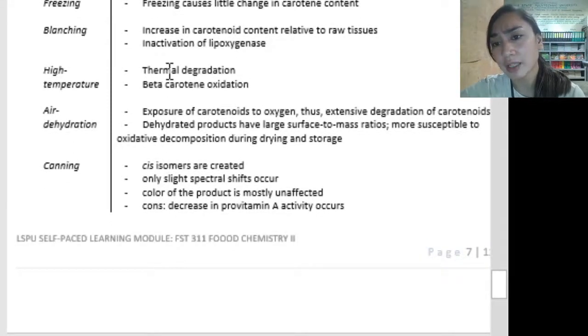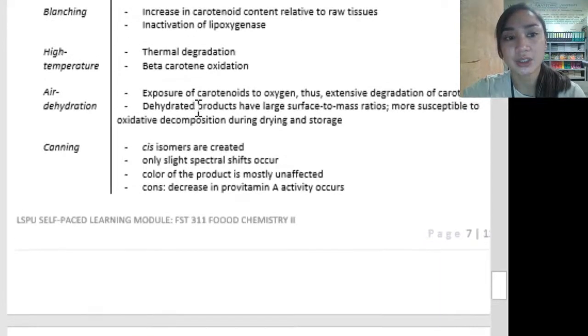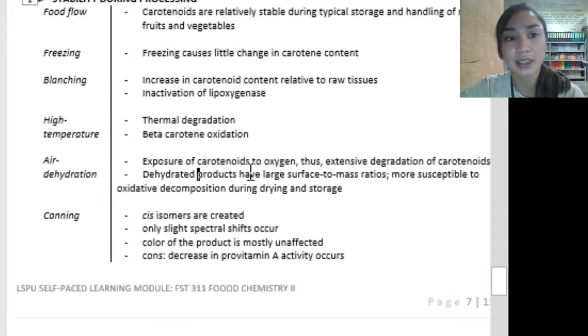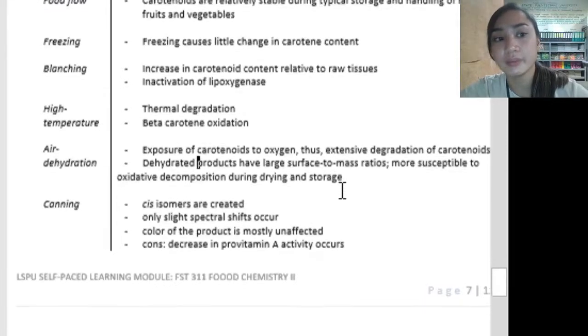When exposed to high temperature, nagkakaroon ng thermal degradation and yung beta-carotene natin is oxidized. In air dehydration, no? So, syempre, pag nagde-dehydrate ka, there is a exposure of carotenoids to oxygen. So, dito, nagkakaroon ng extensive degradation of carotenoids. And dehydrated products have a large surface-to-mass ratio. And they are more susceptible to oxidative decomposition during drying and storage.